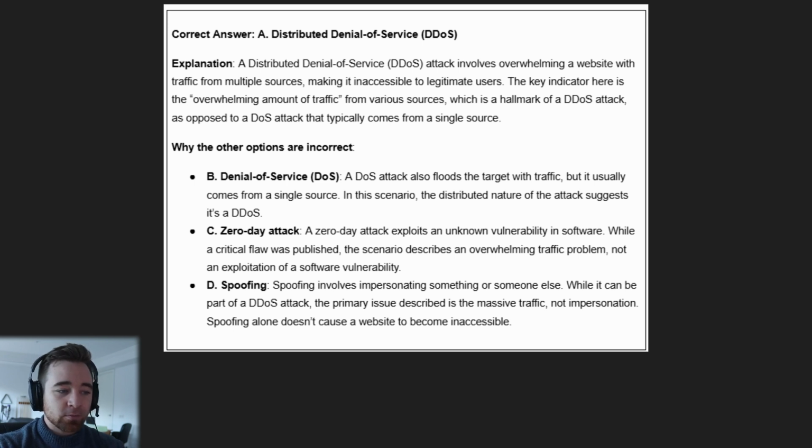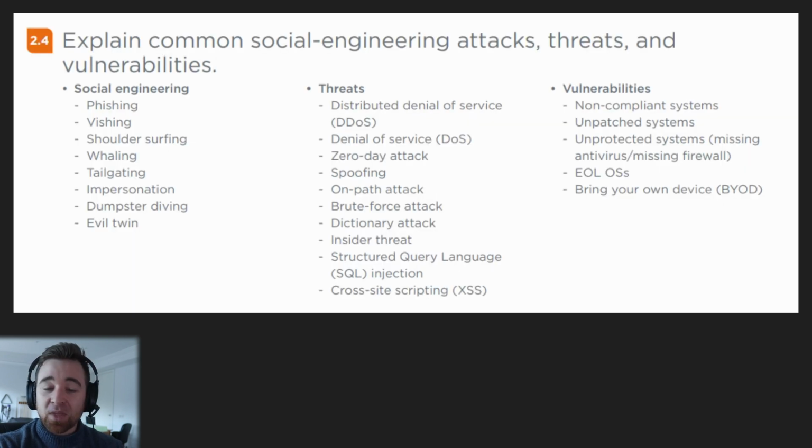So, that being said, that comes from exam objective 2.4: explain common social engineering attacks, threats, and vulnerabilities. So you'll need to know about these social engineering attacks, but this one particularly was from the threats department. So you need to be able to, again, have a look through this list of threats and be able to verbally describe what each of these are.